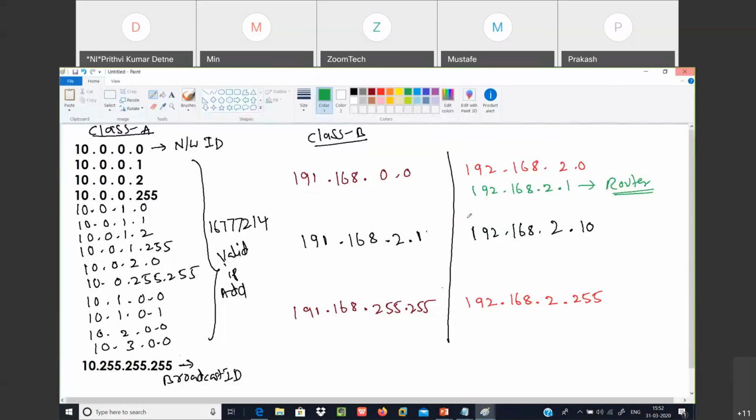Mostly, like 99% of the time, we use the first valid IP address or the last valid IP address. What will be the last valid IP address, guys? 192.168.2.254. But mostly we use the first valid IP address only.